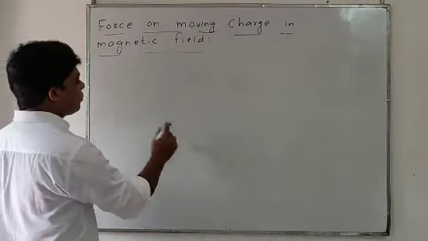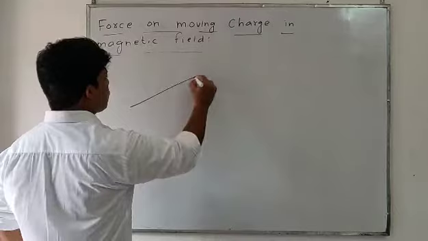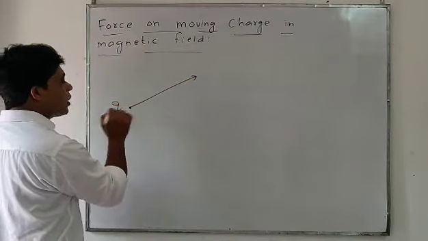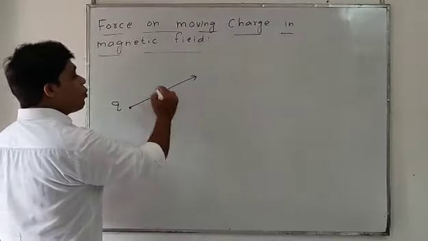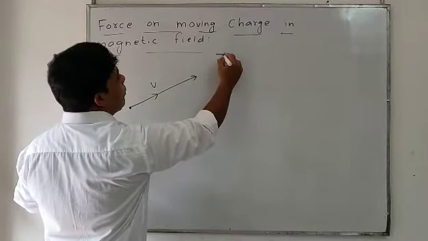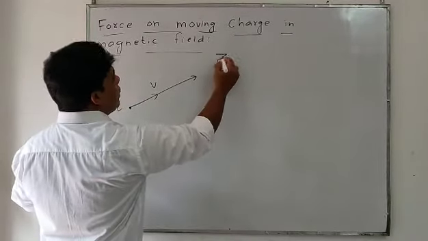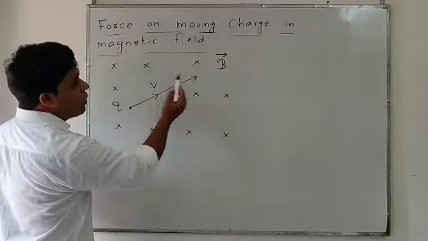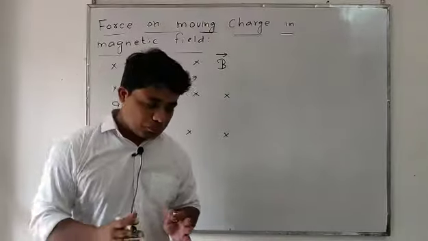Look students, first of all we'll assume a charged particle Q. That is a charged particle Q moving with velocity v in magnetic field B. This is the magnetic field. The cross means the magnetic field is perpendicular, directed downwards, inwards. Now students, the charged particle is moving with velocity v in magnetic field B.